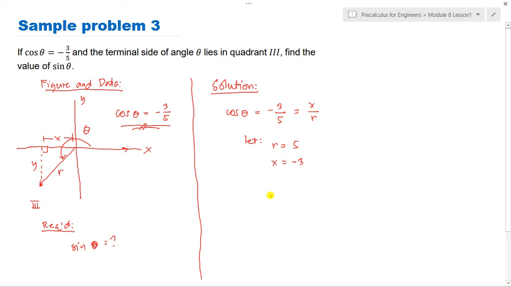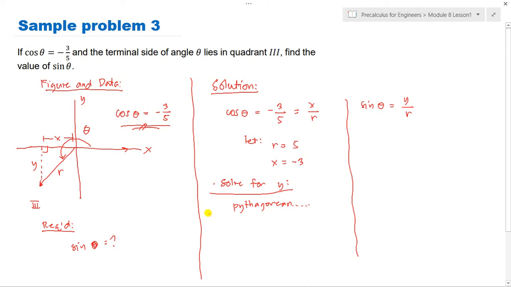And then for sine, our sine theta is equal to the y value all over the r. Now, r is given, but we don't have y. So we are going to solve for y so we can arrive at the final answer. Since this is a right triangle, we have a relationship using the Pythagorean theorem. So, Pythagorean theorem.